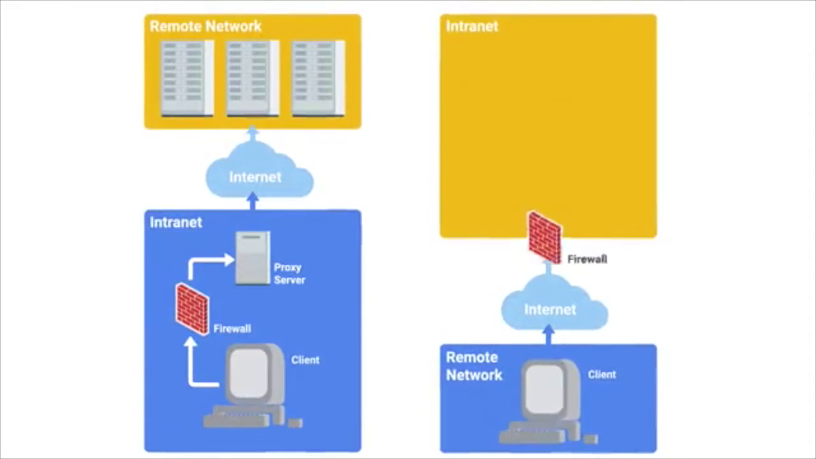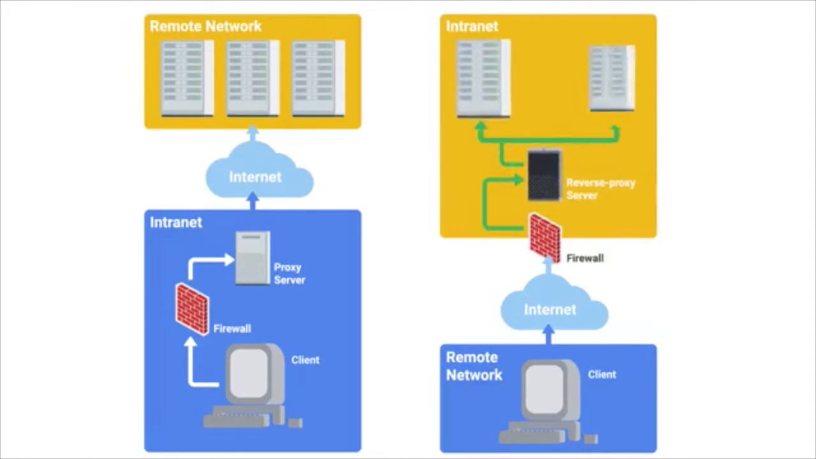connection requests to services inside the network coming from outside are intercepted by the reverse proxy. They're then forwarded onto the internal service, with the reverse proxy acting as a relay. This bridges communications between the remote client outside the network and the internal service.